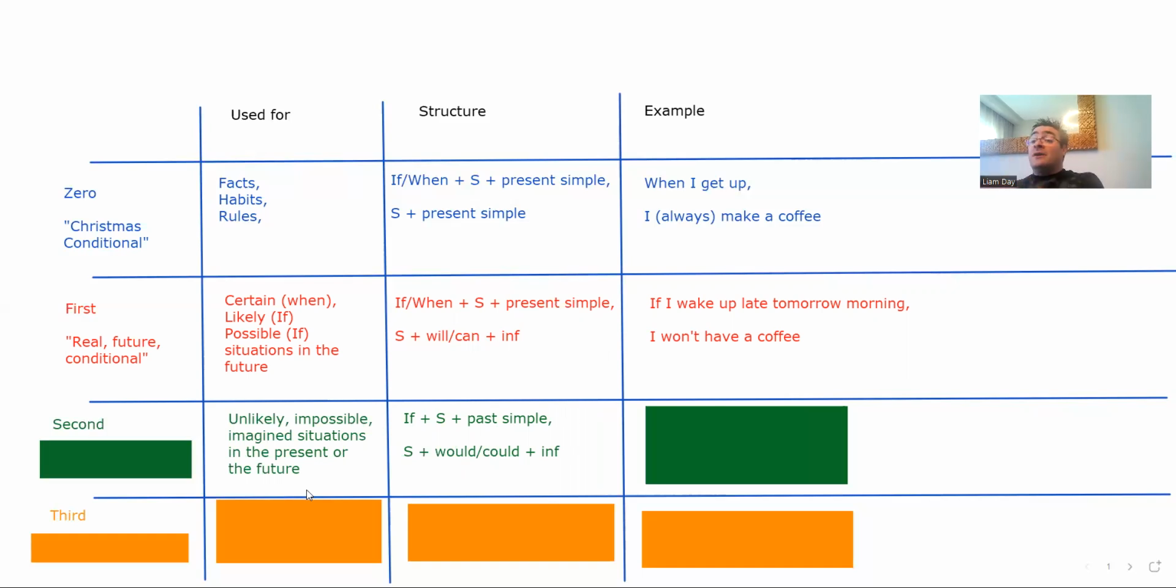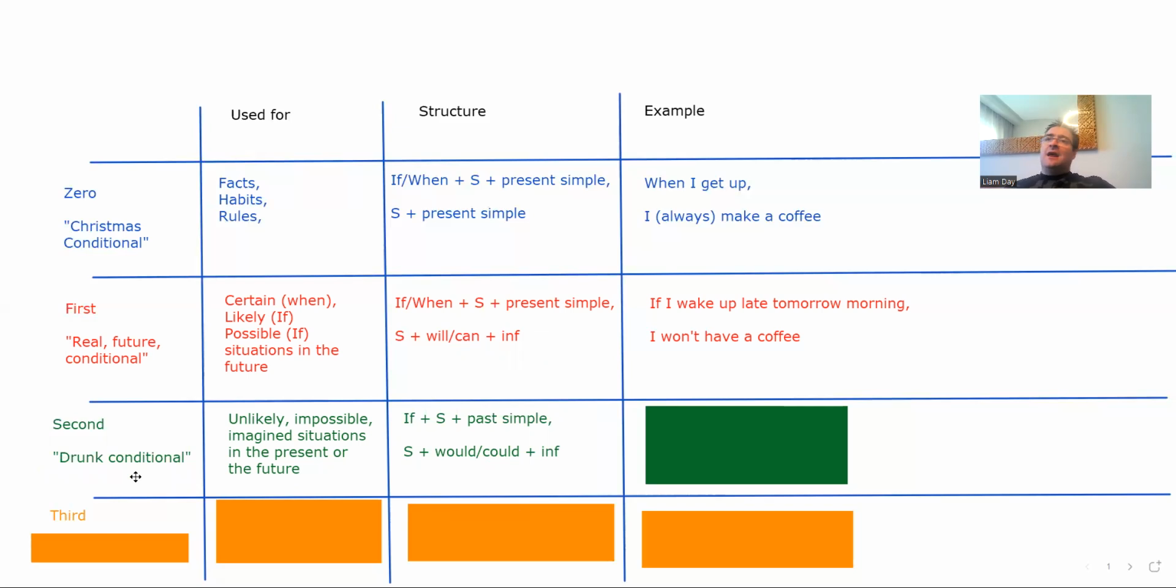This happens quite a lot in English. We use the past simple when we're not really talking about the past. It's confusing, I know, but it's there to help the listener to understand which conditional we're using. And instead of will or can, we're using would or could. Now, in terms of my nickname for this, I call it the drunk conditional.